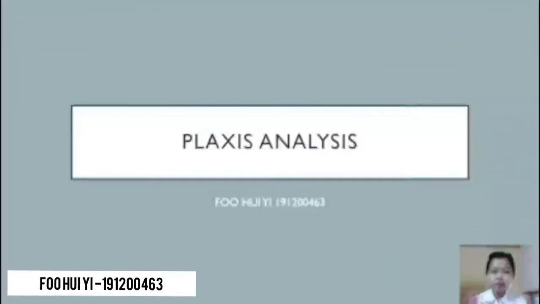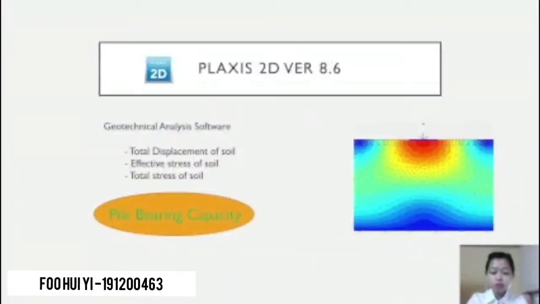Hi everyone. Today we are going to talk about the PLAXIS analysis. Currently, we are using PLAXIS 2D to analyze the pile bearing capacity Qu. For information, PLAXIS 2D is a geotechnical analysis software which can be used to determine the total displacement, effective stress, total stress, and so on for the soil. But today we are focused on the pile bearing capacity.